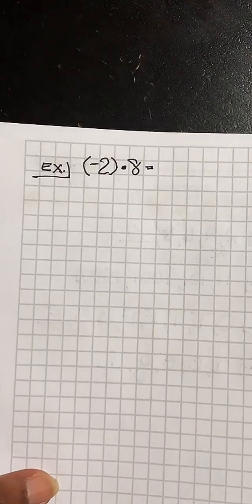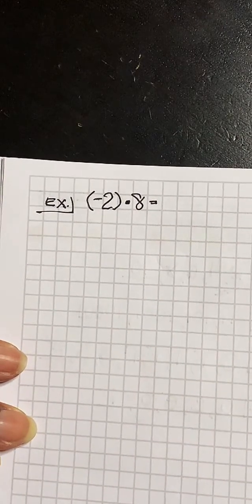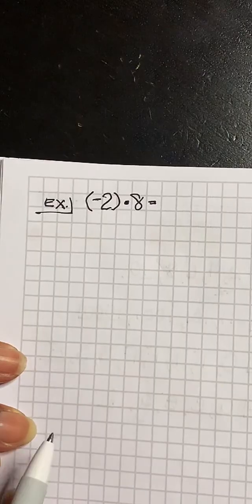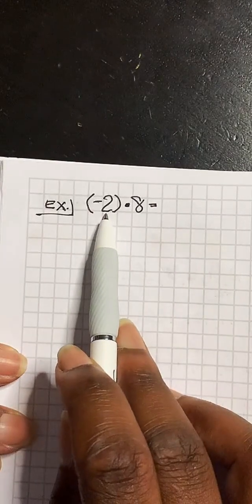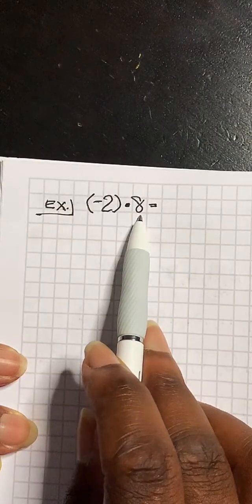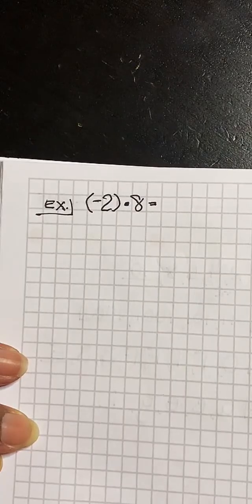All right. So what are we working on? We're working on integer operations. So right now we're doing multiplication. So first off, we have a -2 times a +8. And yes, Marvin Lee, we have -16.